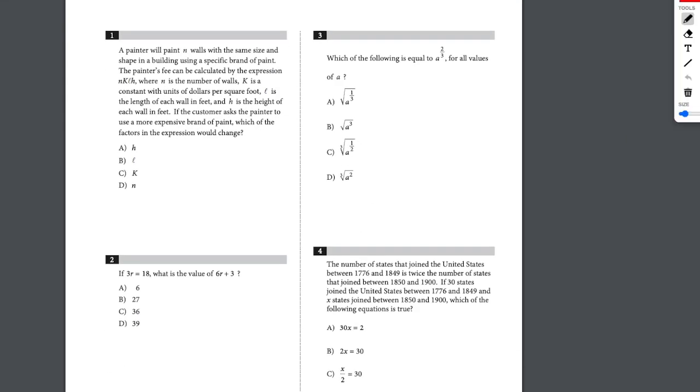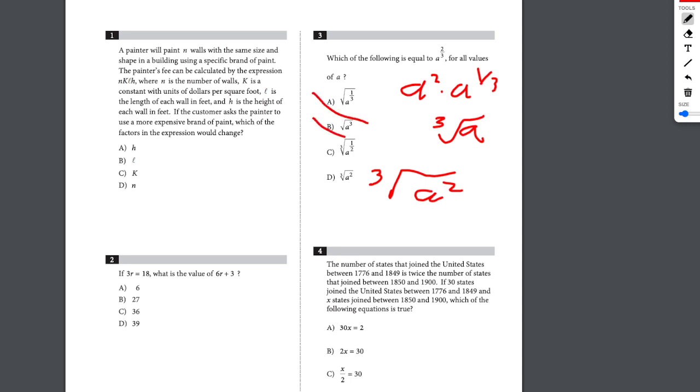Number three. I like three because it's so easy. Which of the following is equal to a to the power of 2/3 for all values of a? So remember, if you have an exponent, the numerator is basically the power. So it's still a to the power of 2. It's basically a to the power of 2 times a to the power of 1/3. A to the power of 1/3 is nothing but the cube root of it. So we're looking for, with everything applied, the cube root of a squared. So that's not it. That's not it. Yeah, it's this one.